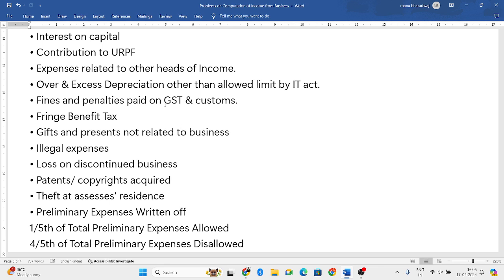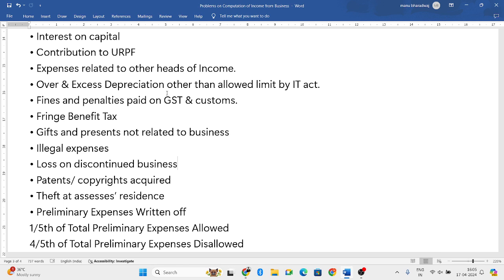Next, fringe benefit expenses. You would have studied this under income from salary. What is this fringe benefit? It is any form of long-term incentive or non-monetary compensation given to an employee. It usually comes under income from salary only, but here we don't consider these fringe benefits. It is like an additional benefit.